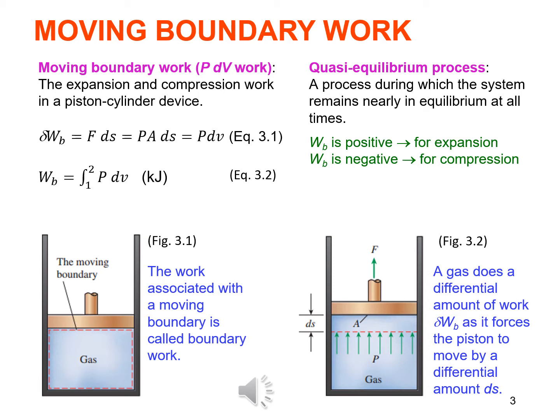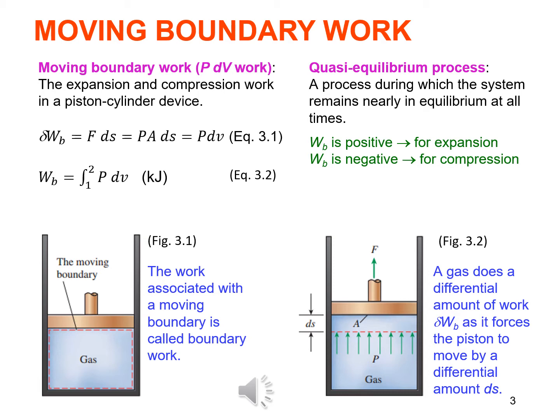Consider the gas enclosed in the piston cylinder device shown in figure 3.2. The initial pressure of the gas is P, the total volume is V, and the cross-sectional area of the piston is A. If the piston is allowed to move a distance ds in a quasi-equilibrium manner, the differential work done during this process is delta W_B equals F ds equals P A ds equals P dV. That is, the boundary work in the differential form is equal to the product of the absolute pressure P and the differential change in the volume dV of the system. This expression also explains why the moving boundary work is sometimes called the PdV work.